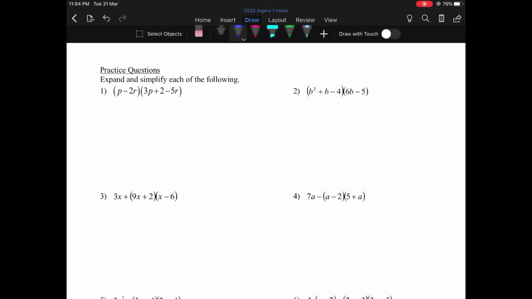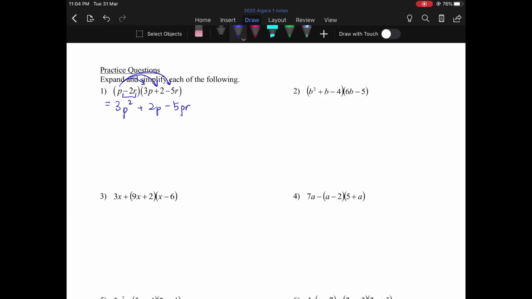Let's do practice question. Question 1. Let's draw the arrows again. P multiplied by 3p, you will get 3p to the power of 2. Next, p times positive 2, you get positive 2p. Then p multiplied by negative 5r, you will get negative 5pr.